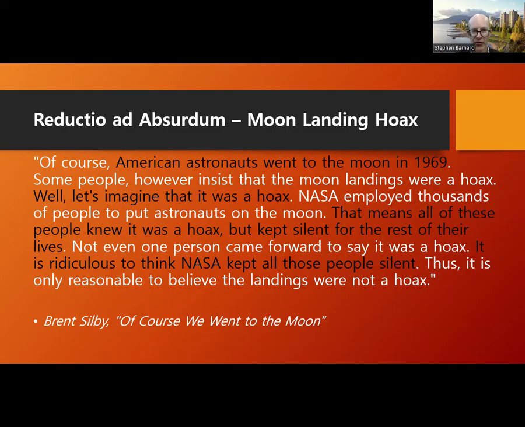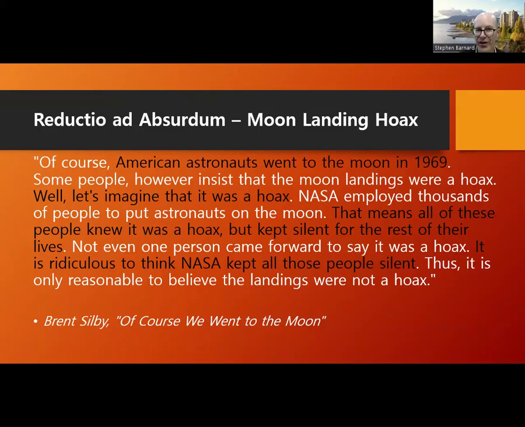So if I want to prove that the moon landings were not a hoax, I start off by assuming the opposite, that the moon landings were a hoax. And from that, I try to guess what that would mean. Well, if the moon landings were a hoax, that meant that NASA employed thousands of people, and all of these people involved in the hoax were able to stay quiet for their whole lives. And that is so unlikely, so absurd, that it's only reasonable to believe that the moon landings were not a hoax.